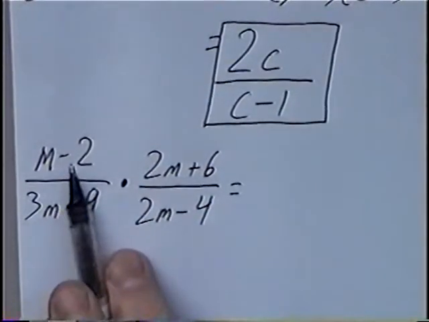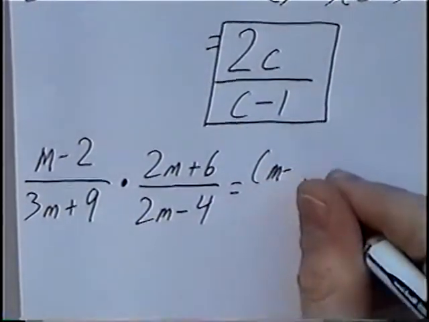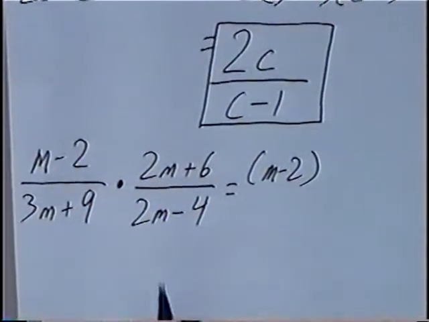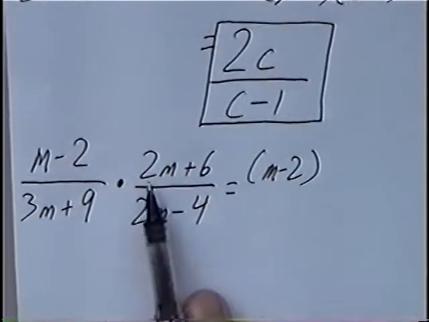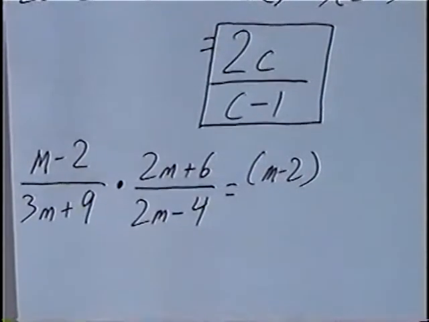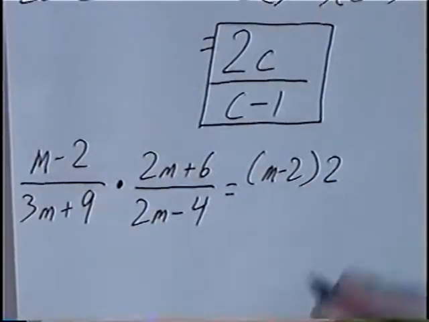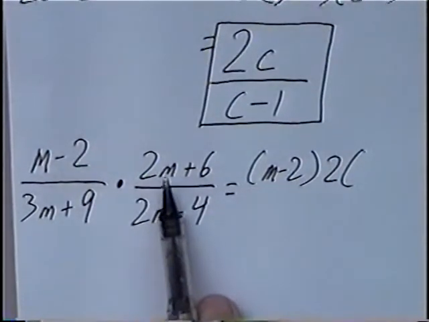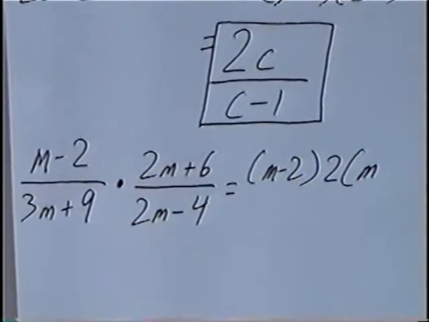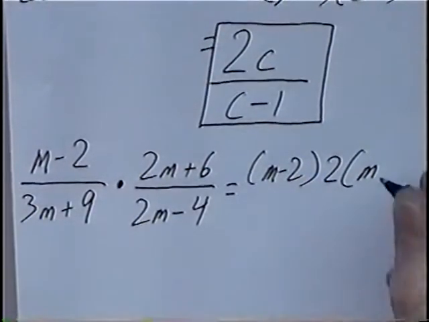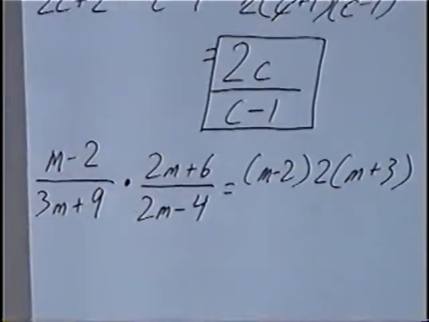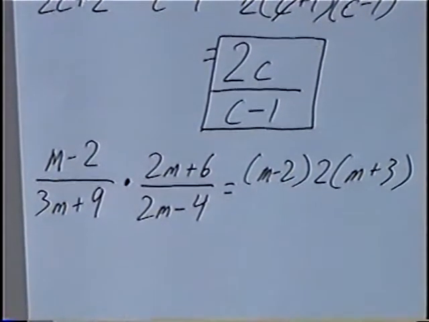The first fraction, m minus 2, does not factor, but we can leave that in parentheses in case it cancels for our final answer. The second fraction, 2m plus 6, we can factor. Finding a number that divides into 2 and 6, that number would be 2. Dividing each term by 2, 2m divided by 2 will be left with an m, and 6 divided by 2 will be left with 3. So 2m plus 6 factors to 2 times m plus 3.